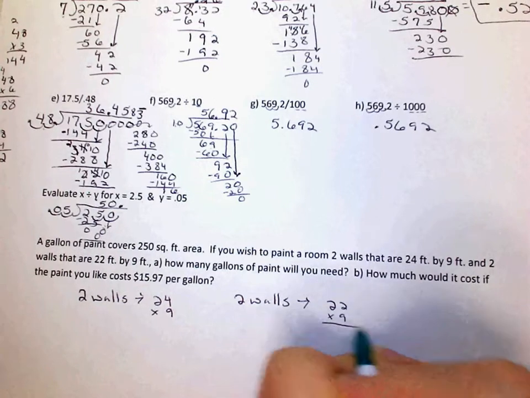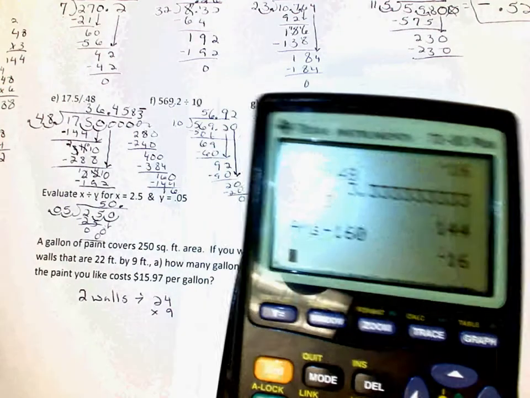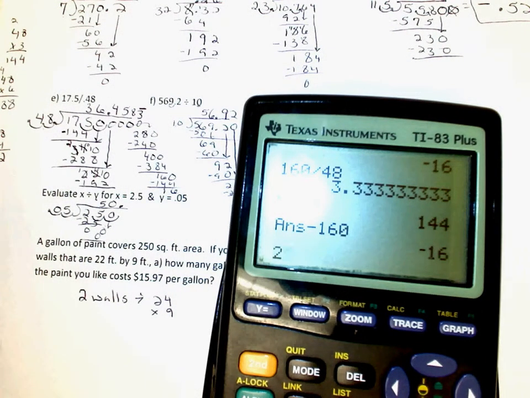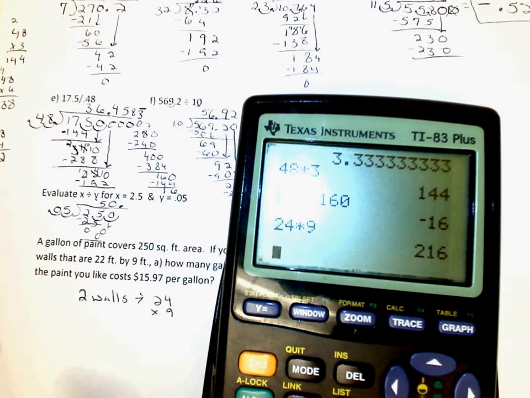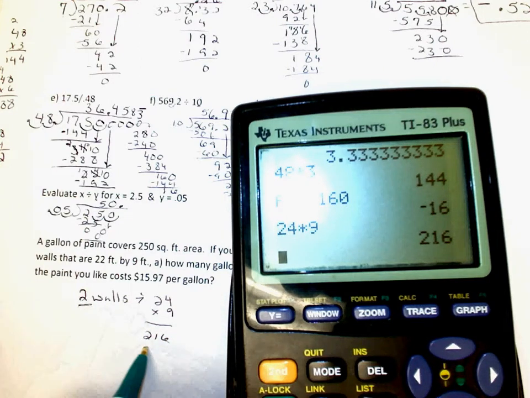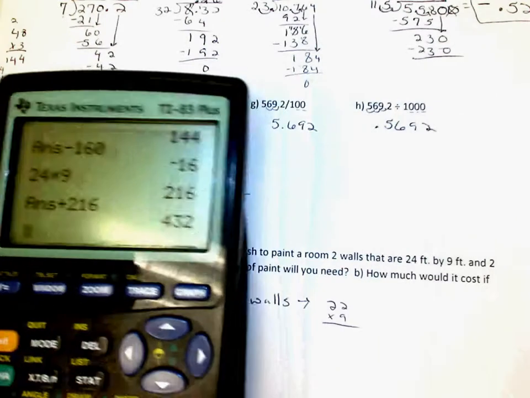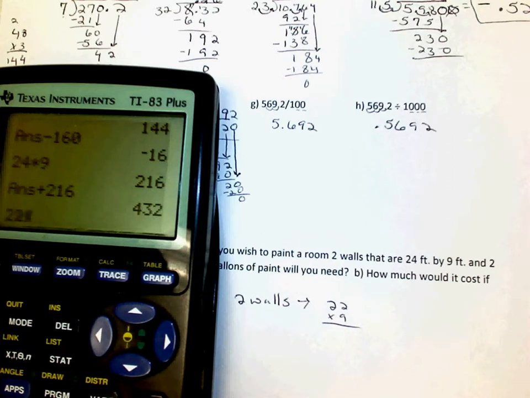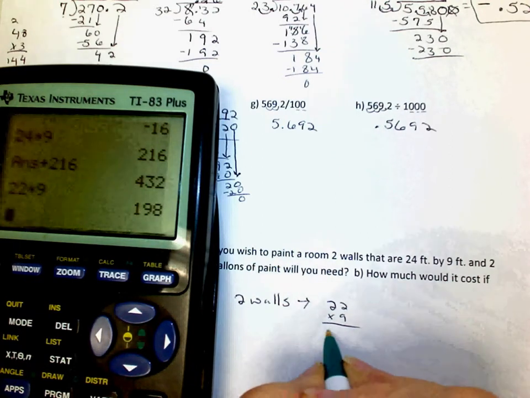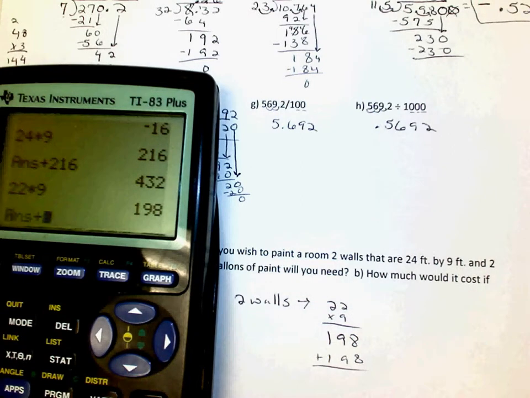So, and I'm going to cheat with the calculator a little bit. I'm going to take 24 times 9. That gives me 216, but I've got 2 of these, so I'm going to add another one. So I'm going to say plus 216 again. That gives me 432. Now, for this set of walls, I got 22 times 9. That's 198. But I also have another one. So plus 198 gives me 396.